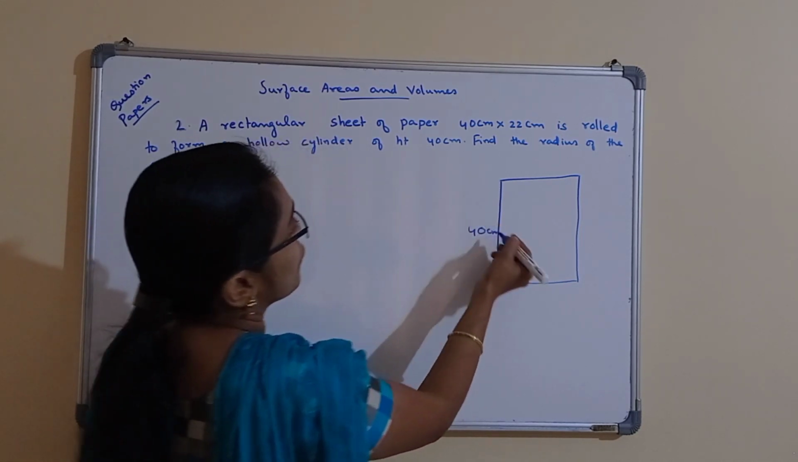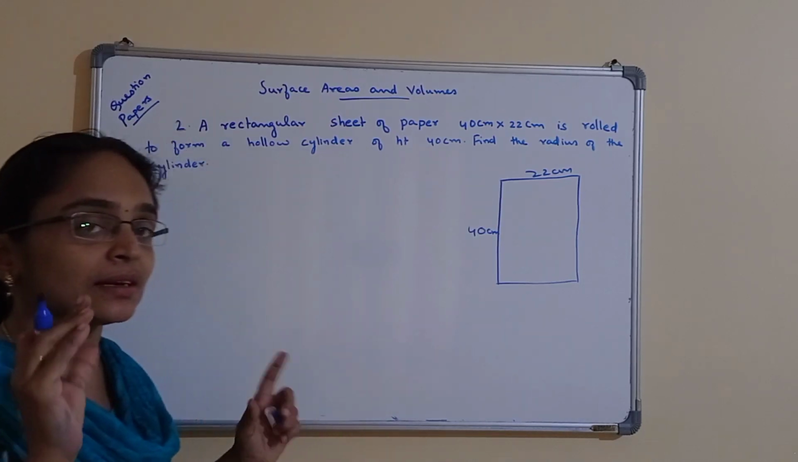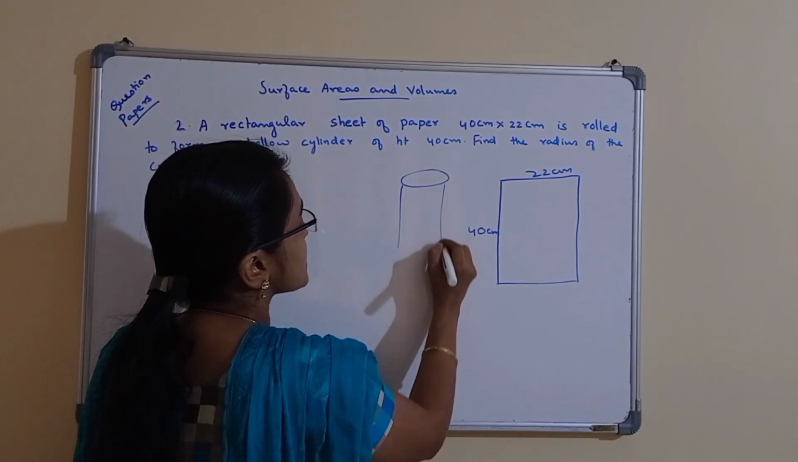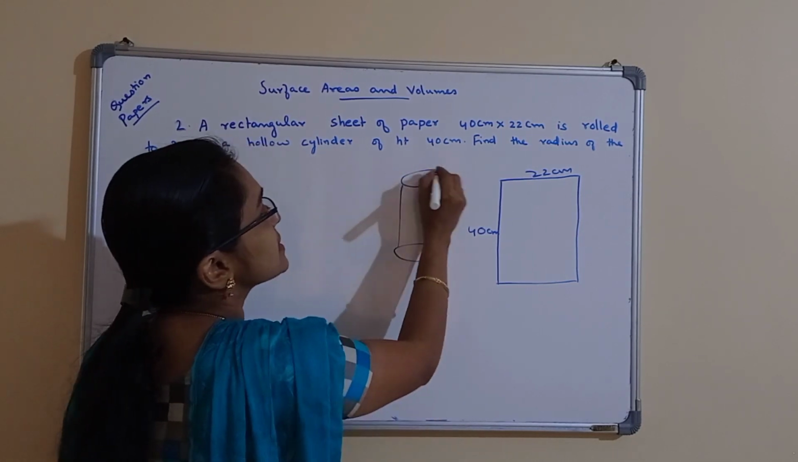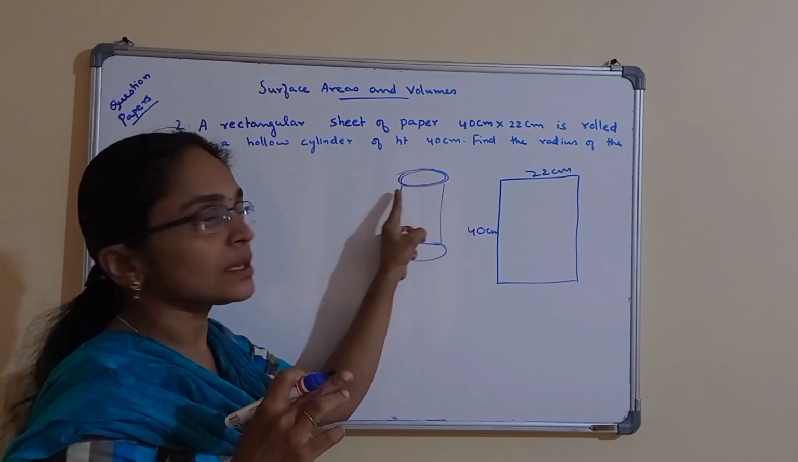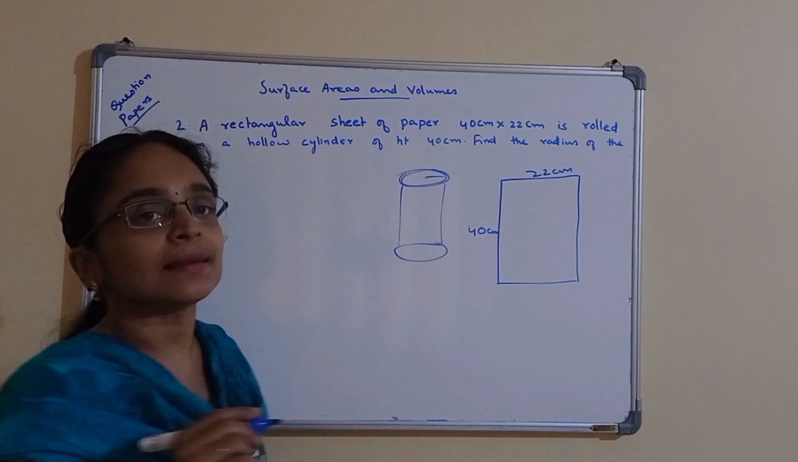So this is 40 centimeter and this is 22 centimeter. That is, height of the cylinder is 40 centimeter. So it is rolled to form a cylinder. And this full length is 22 centimeter. So this part will be 22 centimeter. Now we have to find the radius of this cylinder.